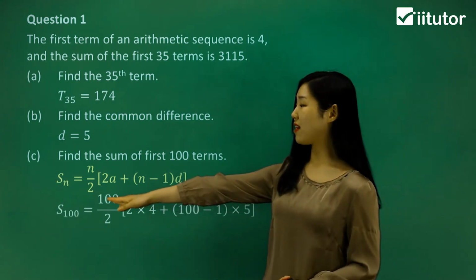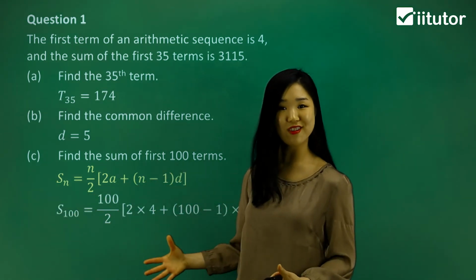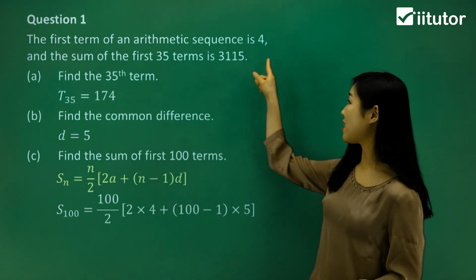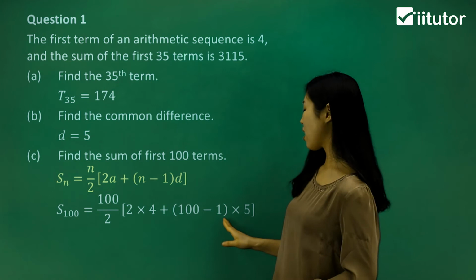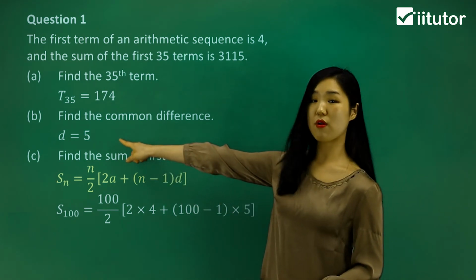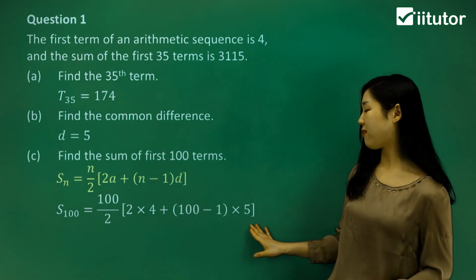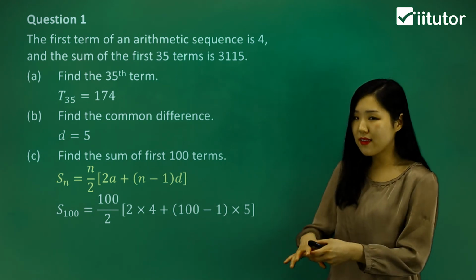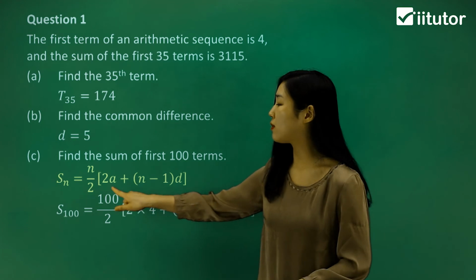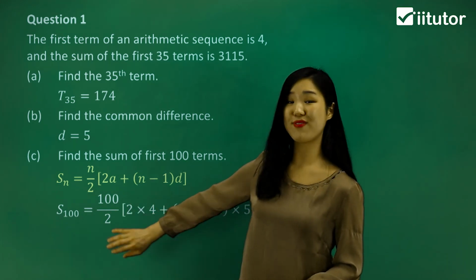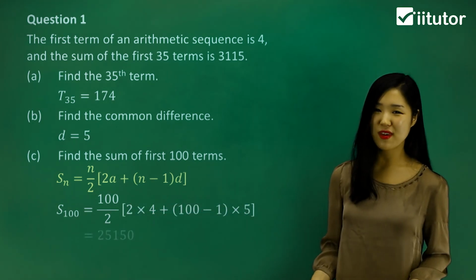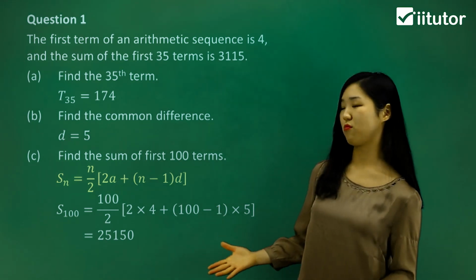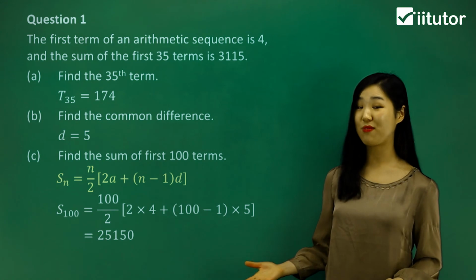So replace your N. So I want S100, the sum of 100 terms. And I replace the N's with 100. A, we know that it's 4 from the question. And the common difference, D, is from our part B, which was 5. So we just have to simplify it, guys. Now, guys, just do the brackets first, go inside out, and then finally multiply with your 100 on 2. That's just going to be 50, isn't it? And do the calculation for me, guys, and you'll get a value. And you can see that this is our value, 25,150. So that will be the sum of the first 100 terms.